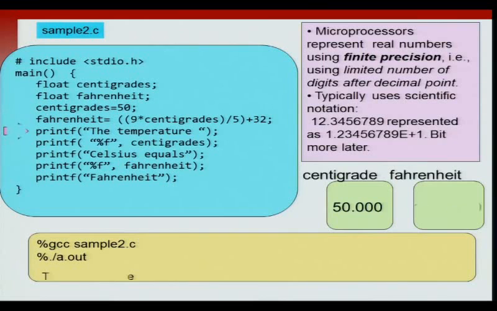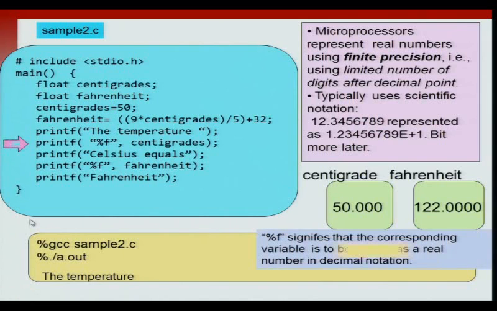Then this is followed by the calculation of the Fahrenheit value, and let us say that you compute 9 times 50 divided by 5 plus 32, it comes out as 122. After that line is executed, the box associated with Fahrenheit will contain 122. Okay. Then the next line says printf the temperature. Okay. There is no new line. So, the next printf will start from where this printf ended.